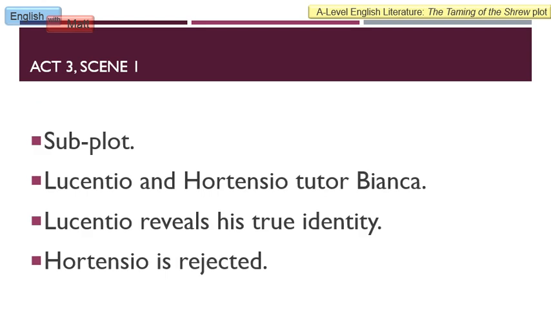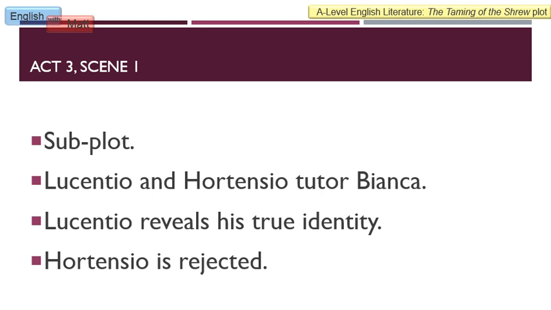Act 3, Scene 1 is about the subplot, and it's all about Bianca choosing Lucentio herself for her suitor. Lucentio is tutoring Bianca as Cambio. He's teaching her Latin, and Hortensio is tutoring her with music as the role of Licio. Hortensio doesn't have the eloquence or the romantic capabilities of Lucentio. Lucentio's wooing of Bianca in this scene is far more successful.